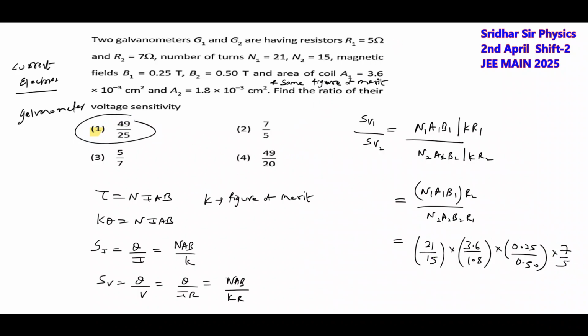This is a formula you must know. If you know this formula, you can do it; otherwise, it is not possible. Voltage sensitivity, current sensitivity: formulas are very important. You must know the theory and the formulas. Okay, we'll take the next question.